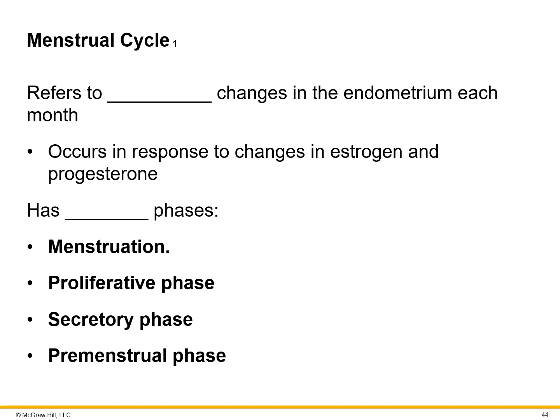So then going on to the menstrual cycle. The menstrual cycle is referring to the monthly changes in the endometrium, or the uterine lining, with each month. This is going to occur in response to changes in estrogen and progesterone in the blood. And we're going to have 4 phases: menstruation, proliferative phase, secretory phase, and premenstrual phase.